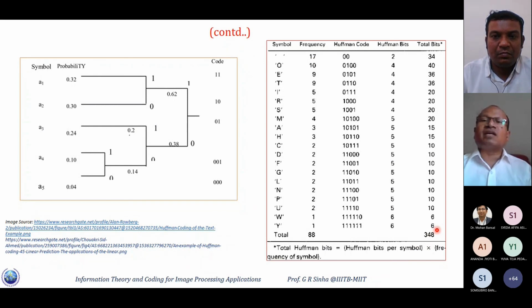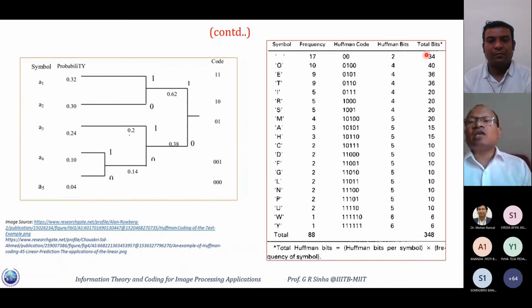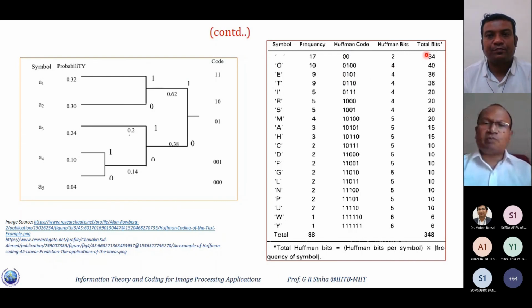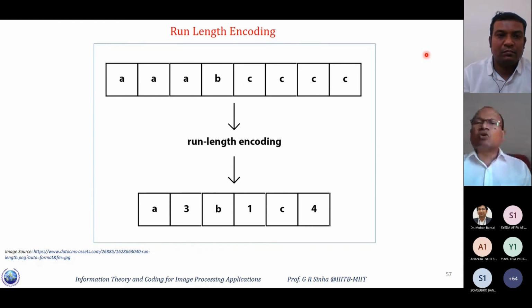I hope you are understanding very well that when you use different length codes to represent different DCT coefficients, your effective number of bits required to represent the image is reduced. Then this is another scheme, you know it very well. This is also applied in images.